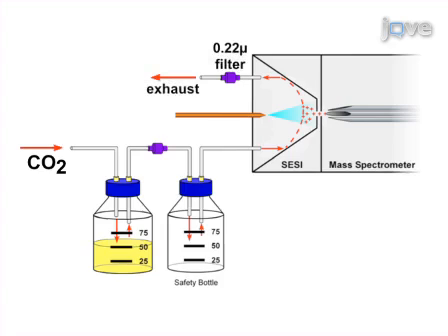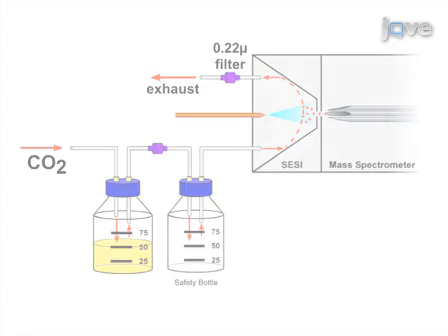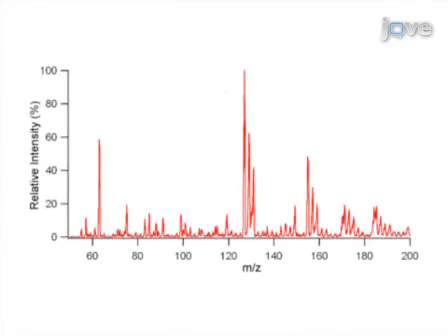Excess carrier gas and unreacted bacterial volatiles are passed through a 0.22 micron filter to remove any bacterial agents as an additional measure of protection and vented to a chemical hood. Ultimately, this SESI-MS protocol offers bacterial volatile fingerprints within minutes.